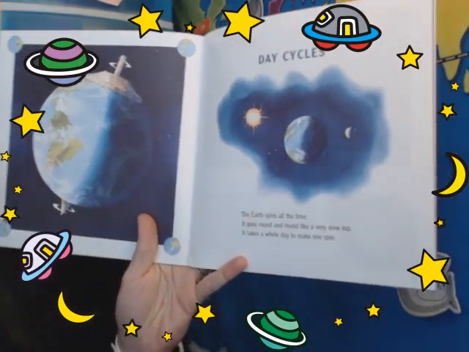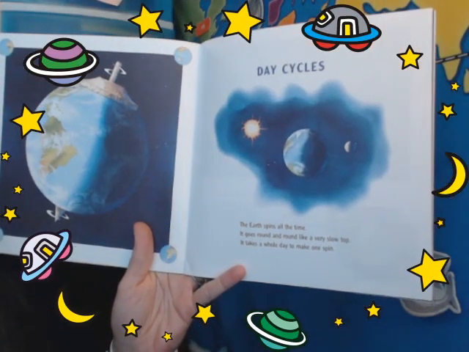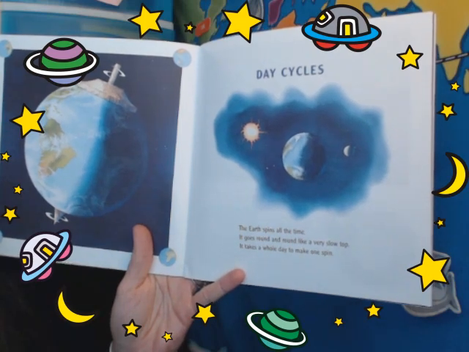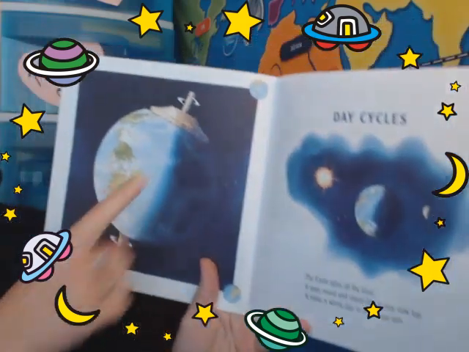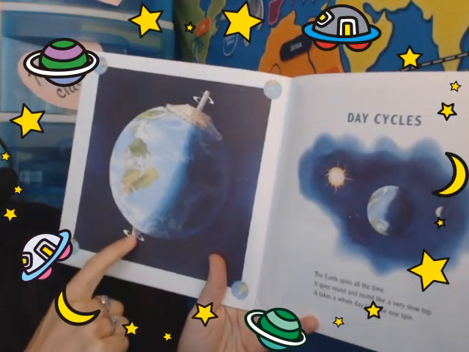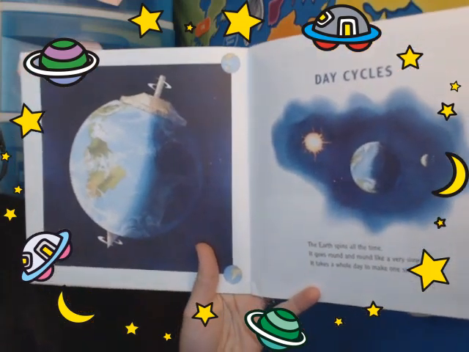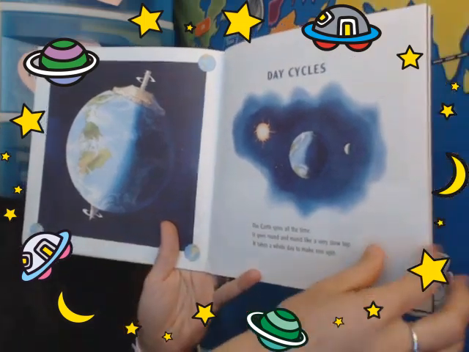Day cycles. The Earth spins all the time. It goes round and round like a very slow top. It takes a whole day to make one spin. So here you can see they put the little handle that you spin and they put a little pointed part on the bottom, kind of like that toy. It's not really on Earth, of course. They're just showing you it spins like a spinning top.